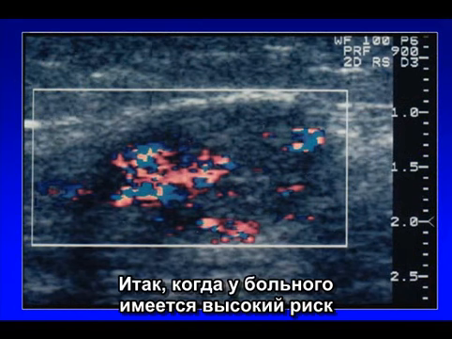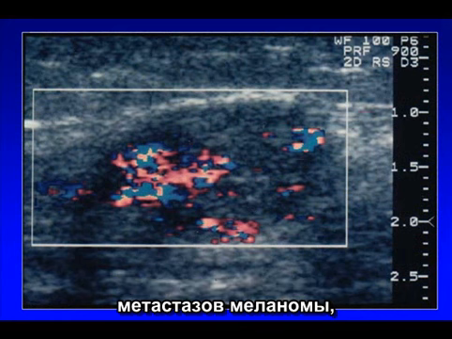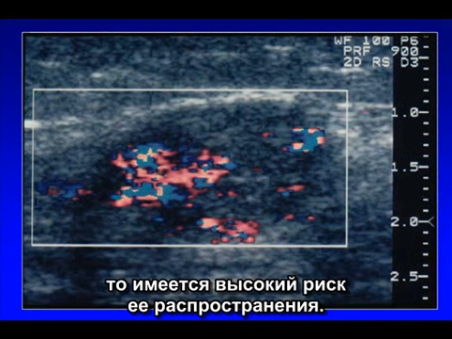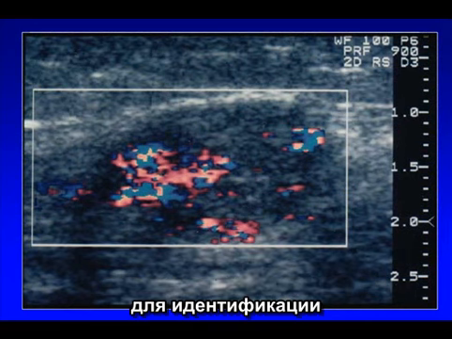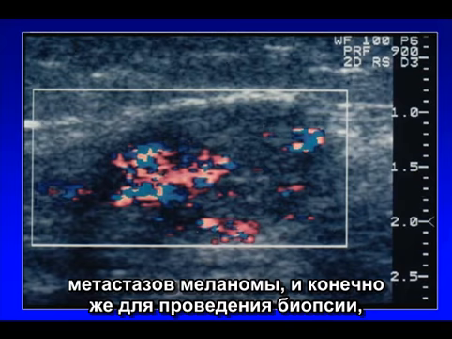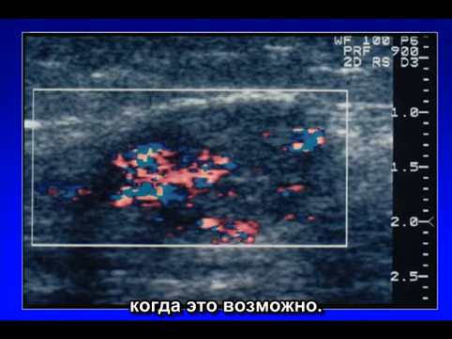So when patients are at high risk for melanoma metastasis, if they have a very deep lesion, one that's high risk for spread, we have found that ultrasound is an excellent tool to identify melanoma metastases and then, of course, to guide biopsy if possible.